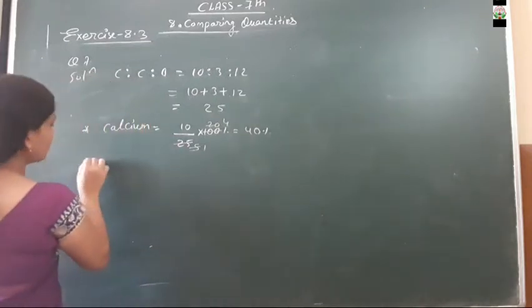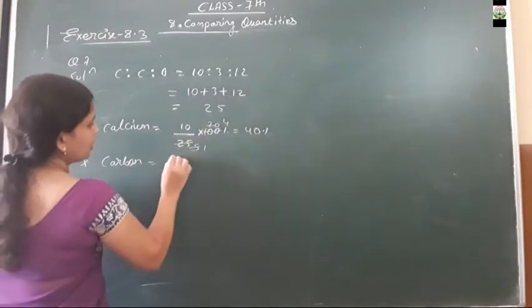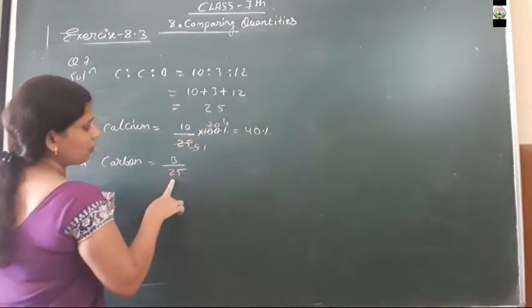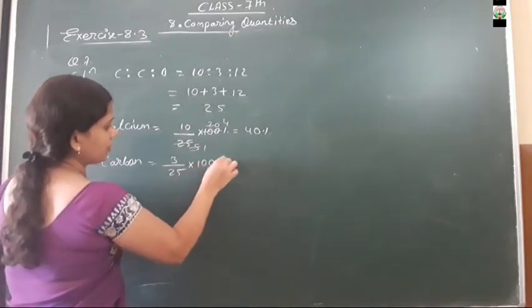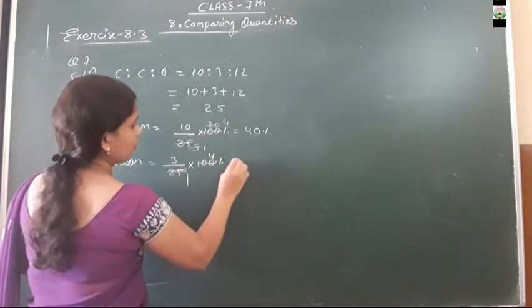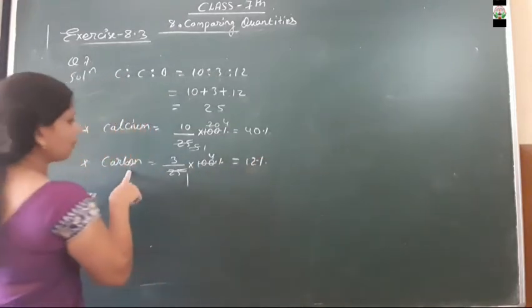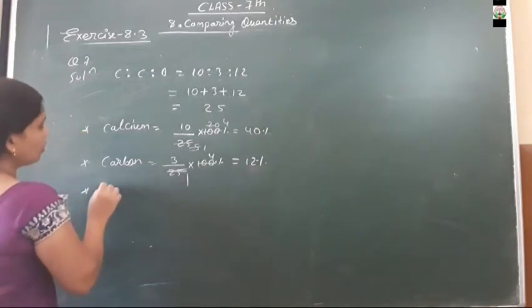Now moving towards the second one, carbon. What is the carbon ratio given? That is given as 3. What is the total ratio we are having? Total ratio is 25, into 100%. Again it will cancel directly, so here it will be 12%. What is the percent of carbon we are having in a chalk? That is 12%. Now moving towards the oxygen.